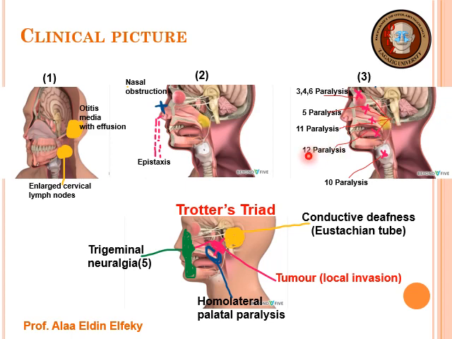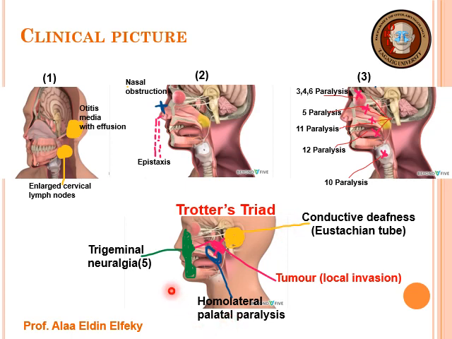Then affection of the hypoglossal nerve will cause tongue paralysis, and affection of the 10th cranial nerve will cause vocal cord paralysis. Now, what about Trotter's triad? It is a triad to diagnose nasopharyngeal carcinoma. If you have a patient with these 3 symptoms and signs, it is a nasopharyngeal carcinoma.